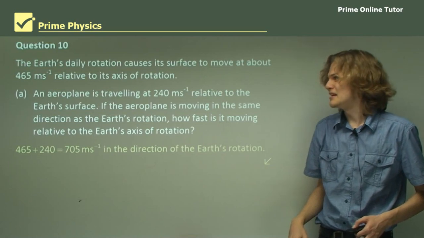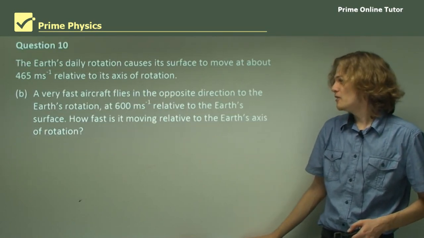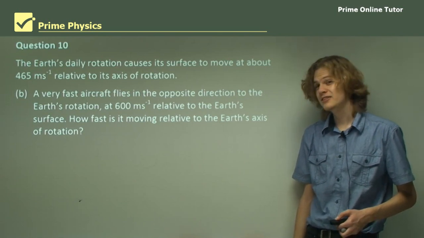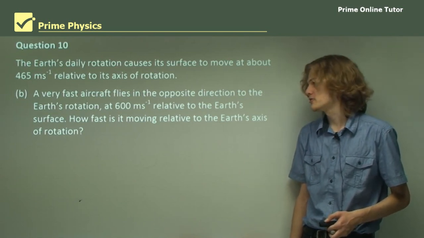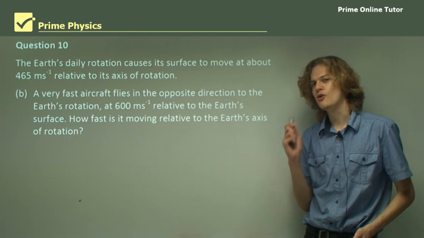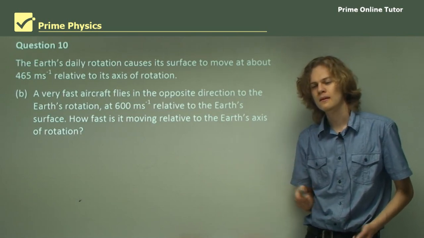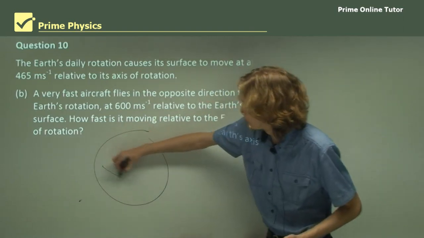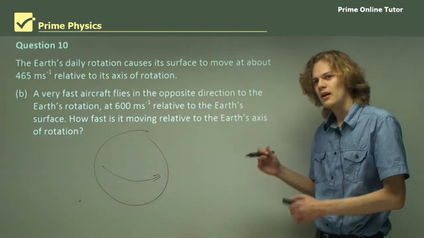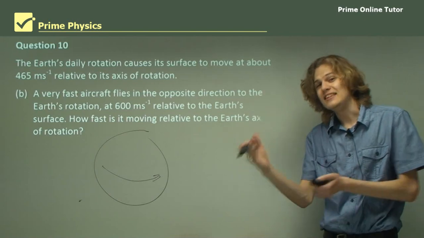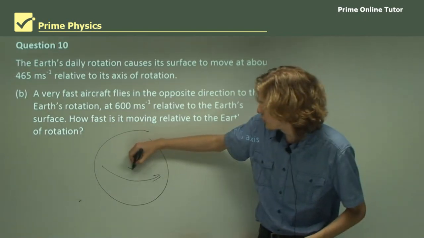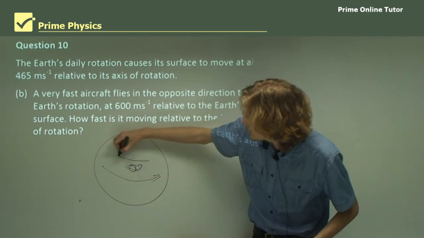Now, part B. A very fast aircraft flies in the opposite direction to the Earth's rotation at 600 meters per second relative to the Earth's surface. How fast is it moving relative to the Earth's axis of rotation? Well, let's think about this. Here's the Earth. We can say it's rotating around this way. And our plane is going against the motion of the Earth's rotation. So, it's flying in that direction.